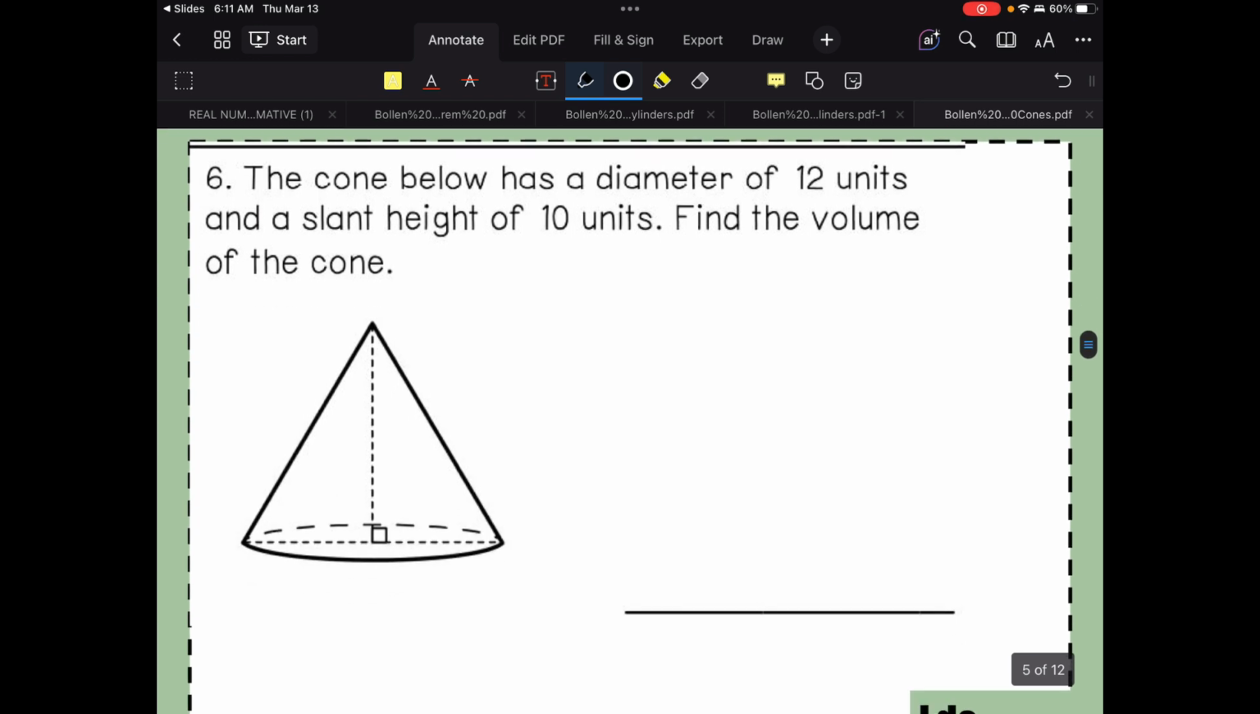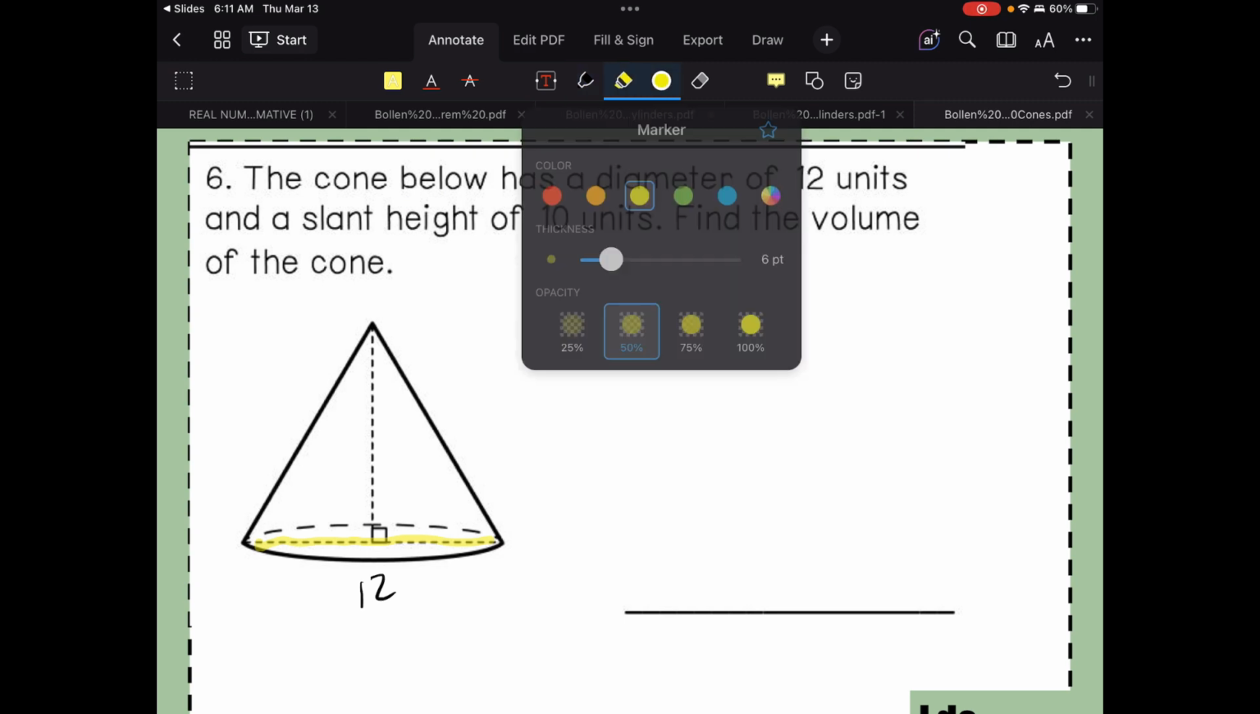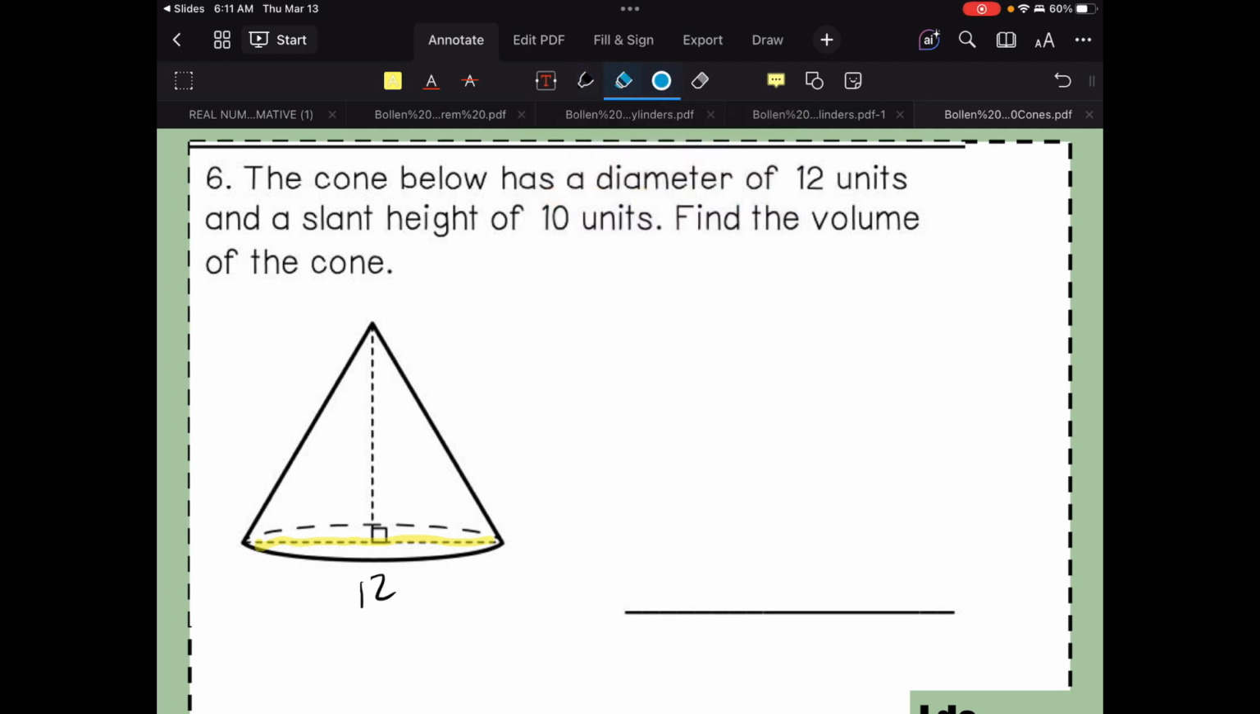Alright, now we have some word problems. The cone has a diameter of 12, and has a slant height of 10. Remember, what we learned last unit is the slant height isn't the straight up and down height. It is this one here. It is 10 there. So to find the volume, we have got to have this one here.